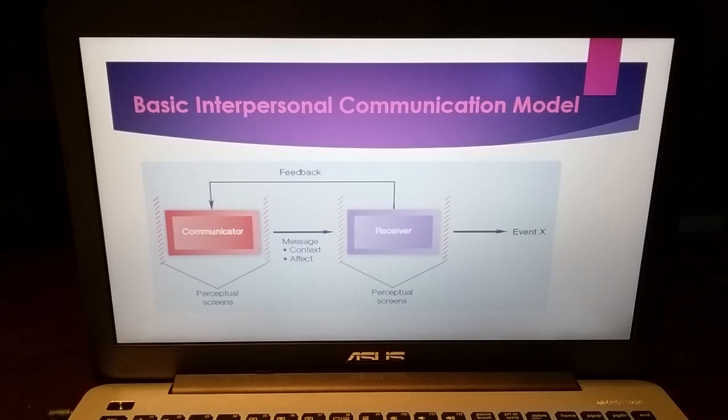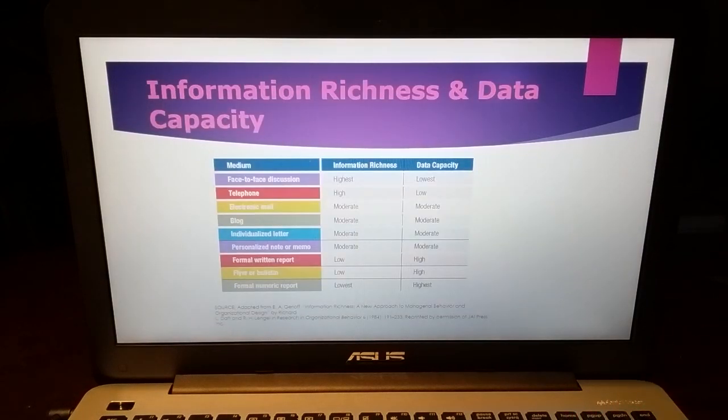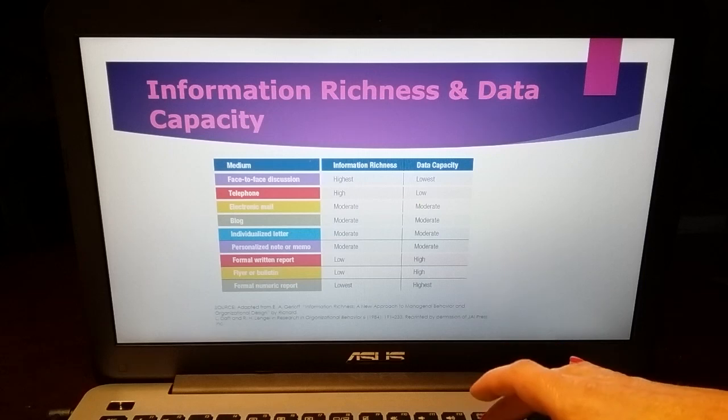Okay, again, the perceptual screen: values, beliefs, past experiences, cultural influences, individual needs, age, gender, and then perception that we talked about before, the stereotyping and projection and all those kinds of things from previously in the semester. Okay, so this is the chart I was talking about. Let's see if we can enlarge it a little bit here.